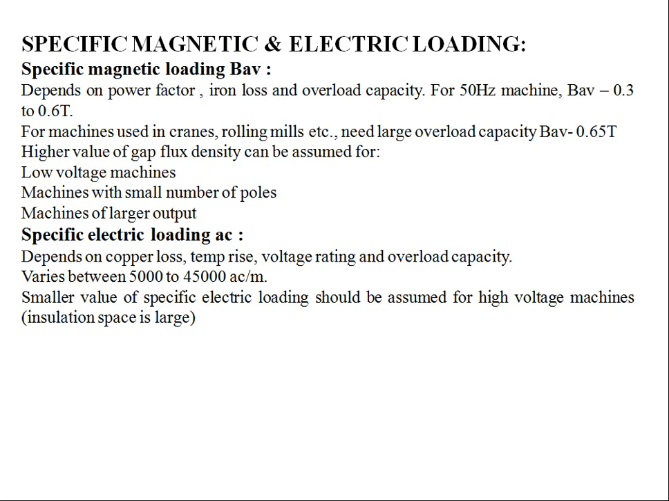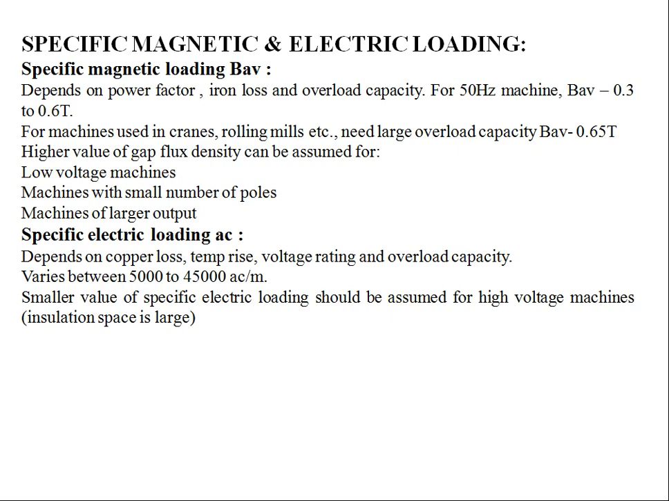So next we will see the specific values. The specific magnetic loading B average depends on power factor, iron loss, and overload capacity. So these are the parameters that it is dependent on. For different frequencies, for a 50 hertz machine, the specific magnetic loading varies between 0.3 to 0.6 Tesla or Weber per meter square.